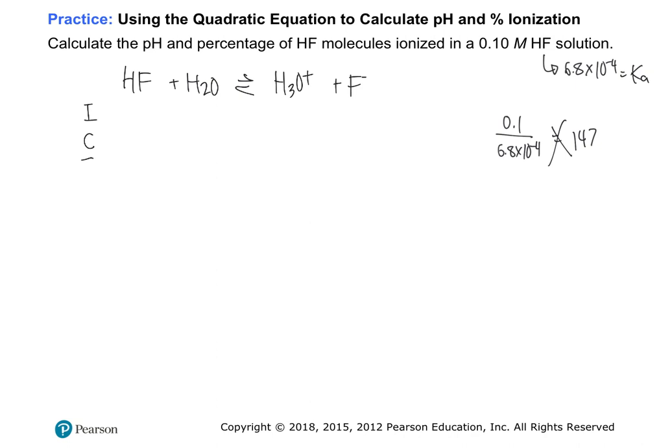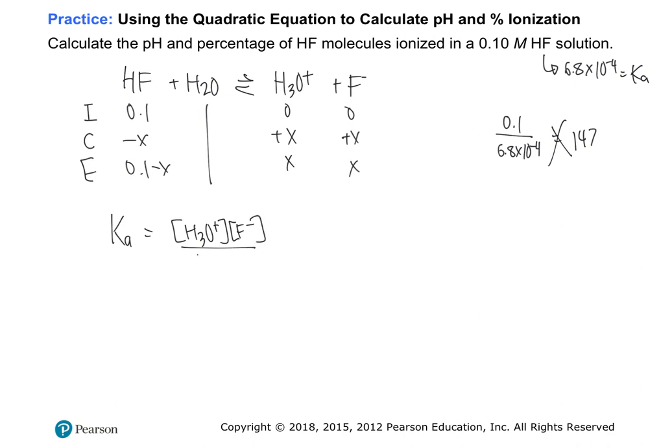Okay, so we're going to do our ICE table. And I have 0.1 molar for hydrofluoric acid, no products, minus X for reactants, plus X for products, 0.1 minus X, and X. So then I'll set up my Ka expression, products over reactants. So here's my acid. So then my Ka is 6.8 times 10 to the negative 4 equals X squared over 0.1 minus X. And I know you hate it, but it's okay because we're going to solve it the long way and it's okay, it's good for us.